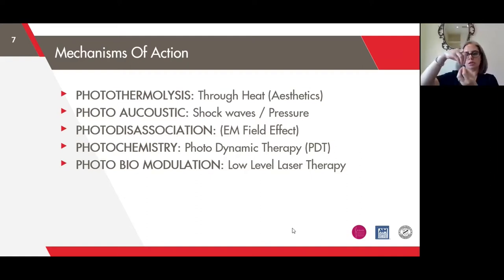Pulse duration is the time it takes for the laser to come out of the handpiece. With long pulse lasers, your pulse durations are in milliseconds. With Q-switch lasers, your pulse duration is in nanoseconds. So now that you have such a fast laser, remember that a Q-switch laser doesn't have time to create this heat.